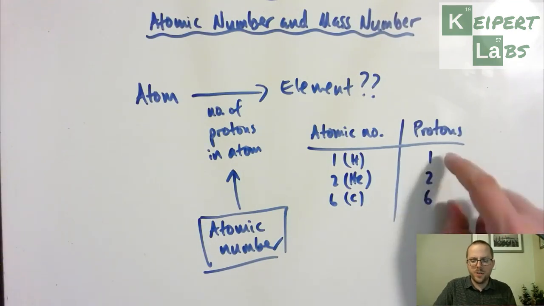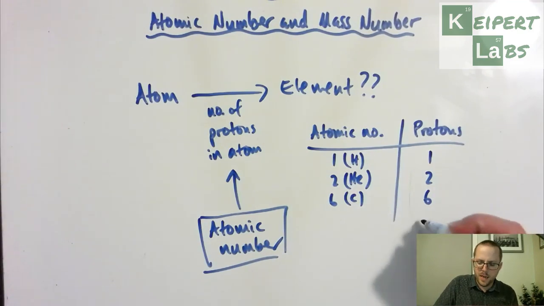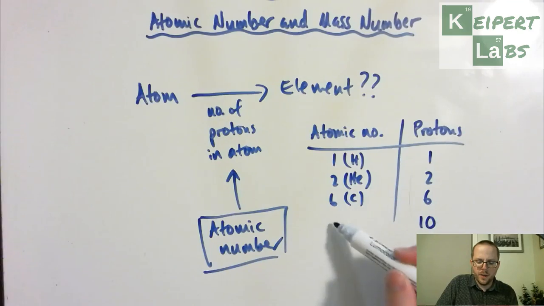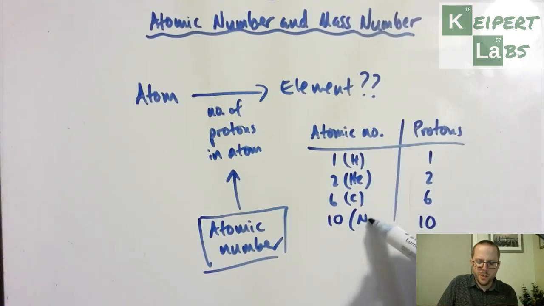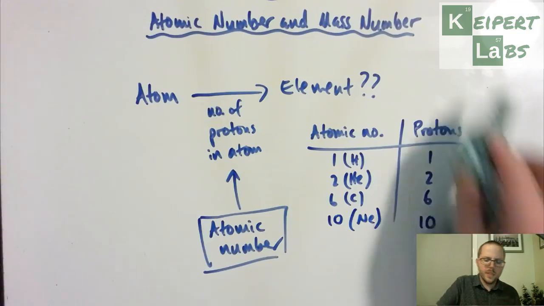And if we know how many protons it has, we can link that with its atomic number. So if you come across an atom that has 10 protons in its nucleus, then I can look at atomic number 10, which is neon. So we can work from either way.